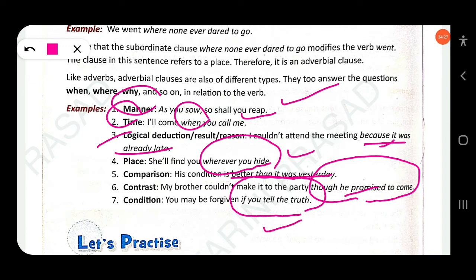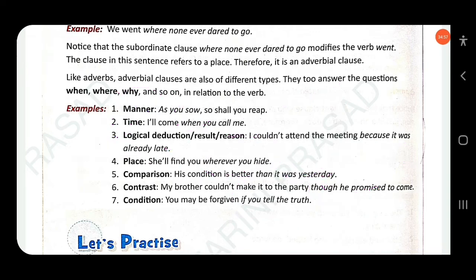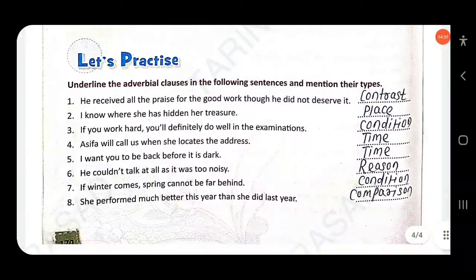It is too easy to identify the adverbial clauses. You just have to remember the words that I have already mentioned here: answering the questions how, when, where, why, to what extent, or under what condition. Or the adverbial clause begins with because, while, as, if, when, although, as if, after, since, unless, until, before, and so on. Clear? Now underline the adverbial clauses in the following sentences and mention their types.